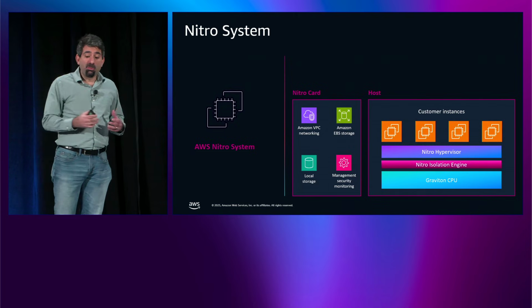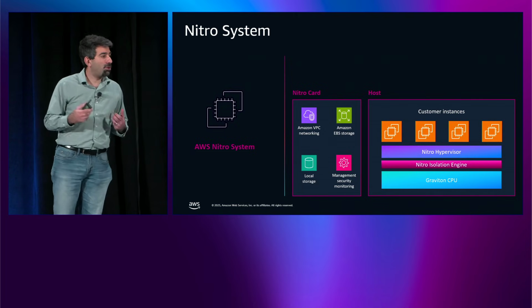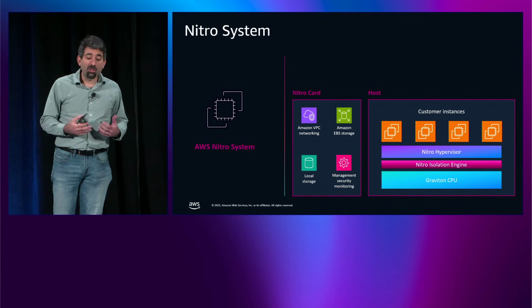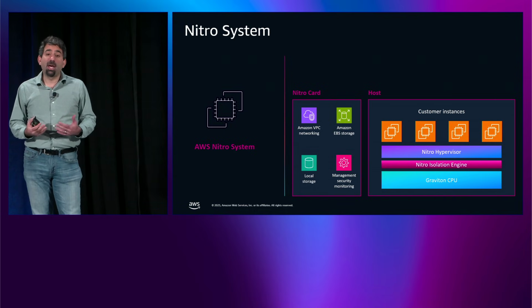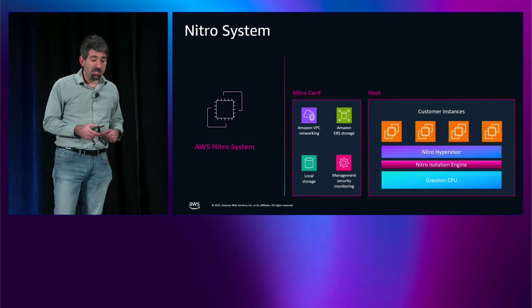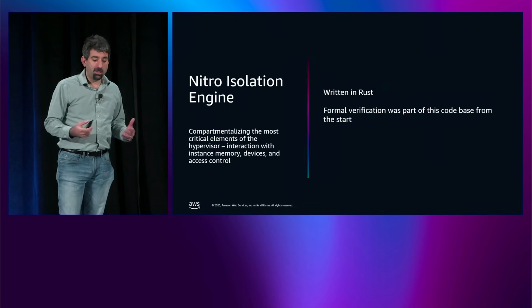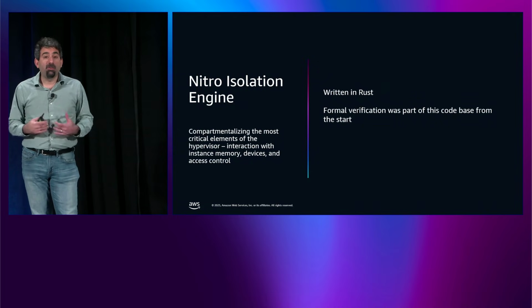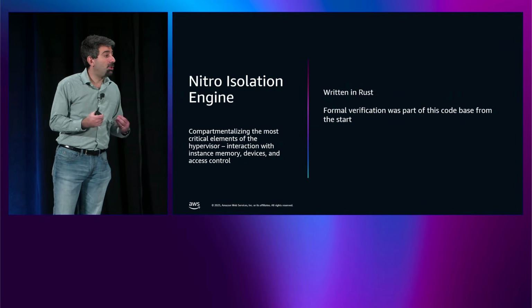Now, the Nitro hypervisor was purpose-built for one job, and it's an amazing hypervisor. But we constantly ask ourselves, are there opportunities for us to do better? Coupled with Graviton 5, we've also been building another layer of technology to increase the transparency in a virtualization stack, which we call the Nitro Isolation Engine. The Nitro Isolation Engine sits between the Graviton CPU and the Nitro hypervisor. So what is this thing? We're compartmentalizing the most critical elements and interactions between instance memory, devices, and access control into a new layer.